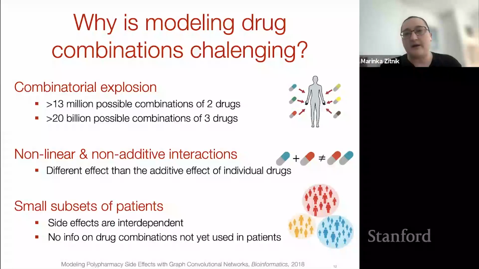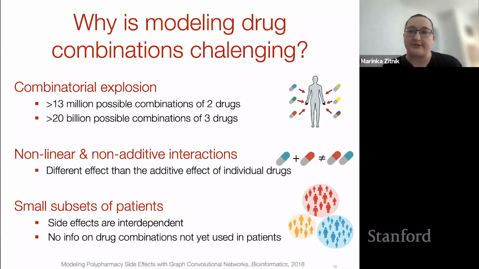Okay, so a natural question to ask, now that we know our question, is: is modeling drug combinations and modeling drug interactions really a challenging problem? And the answer is yes, it's a very challenging problem. Why is it so challenging? First, and that's perhaps the core challenge, is that we see a combinatorial explosion of possible combinations of drugs. Even if we take only a set of drugs that are approved in the US and we consider only combinations of 2 drugs, there are over 13 million possible combinations of 2 drugs. There are over 20 billion possible combinations of 3 drugs, and many more higher order drug interactions.